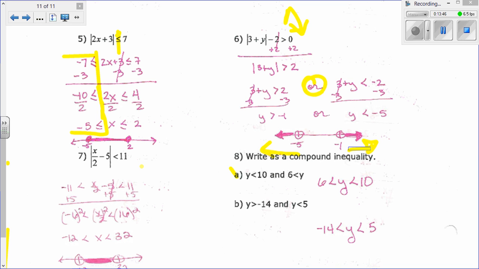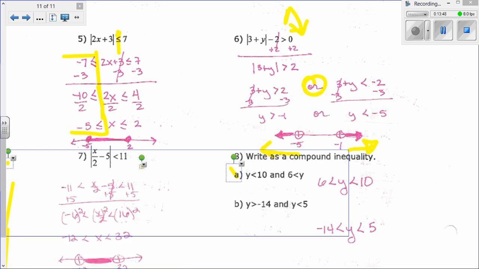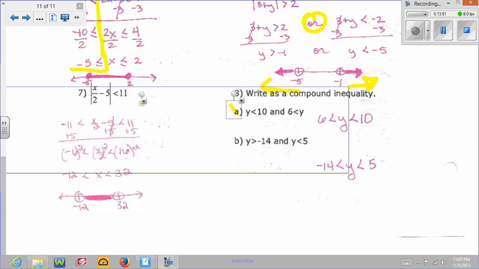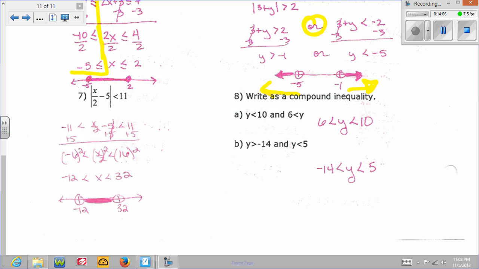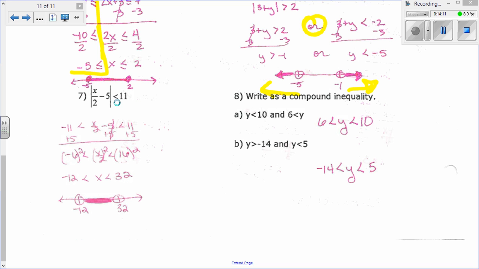So for number 7, I just have a normal absolute value. This is less than. With this inequality, the first thing we have to do is look at it: is it like number 1 or like number 2? Because it's less than, it is like number 2, I believe. So we need to write it as a compound inequality.